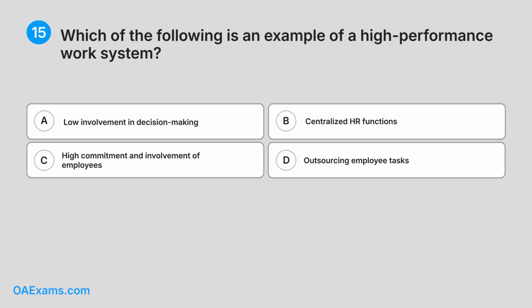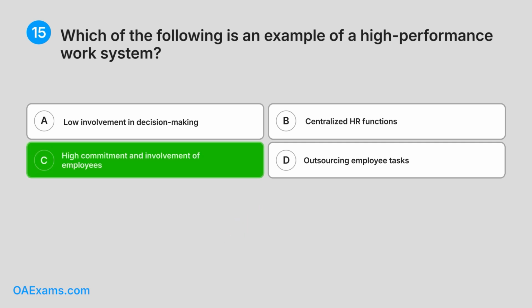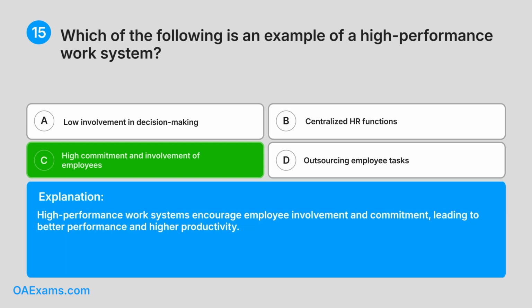Correct answer. C. High commitment and involvement of employees. Explanation. High-performance work systems encourage employee involvement and commitment, leading to better performance and higher productivity.